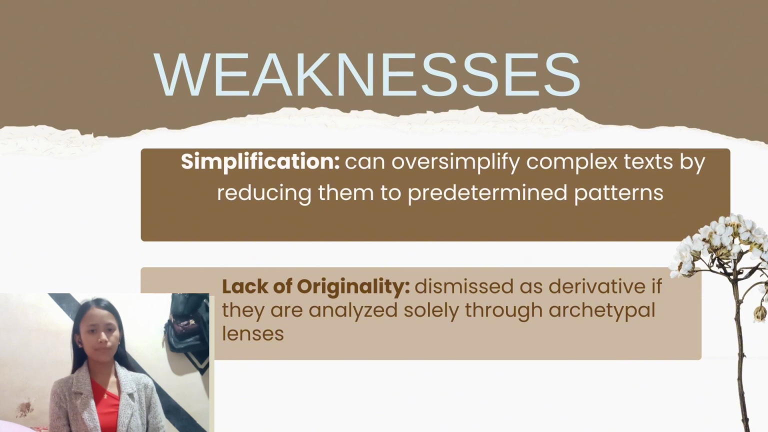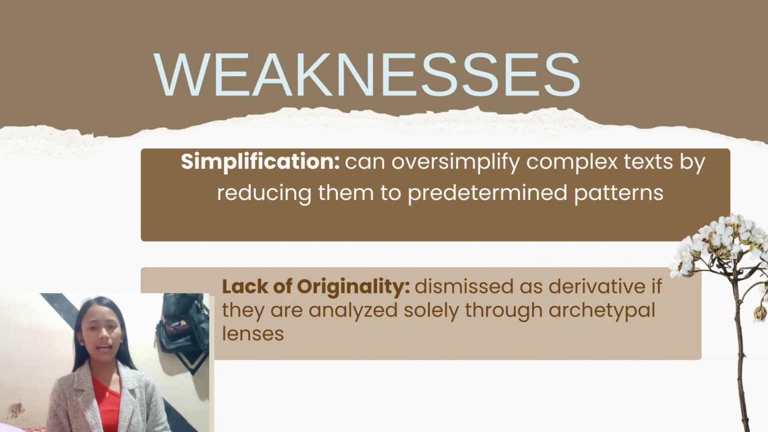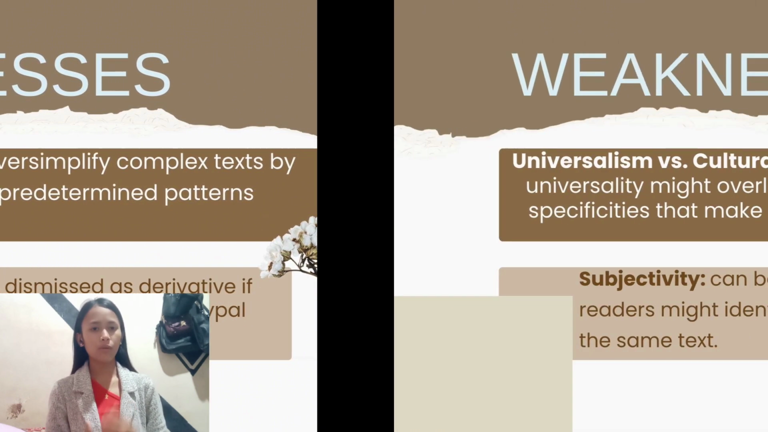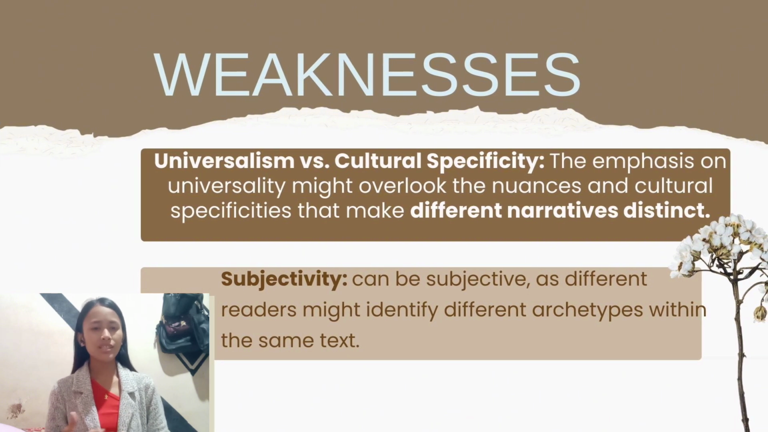First is simplification. Critics argue that archetypal theory can oversimplify complex texts by reducing them to predetermined patterns. Not every element in a work can be neatly classified as an archetype. Second, lack of originality. Some works might be dismissed as derivative if they are analyzed solely through archetypal lenses, neglecting their unique artistic qualities. Third, universalism versus cultural specificity. The emphasis on universality might overlook the nuances and cultural specificities that make different narratives distinct.